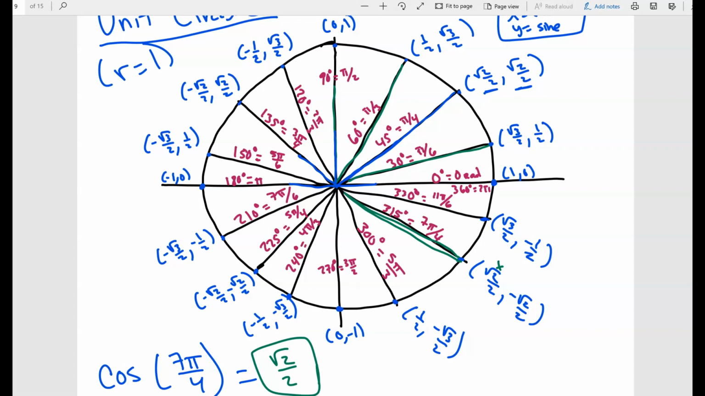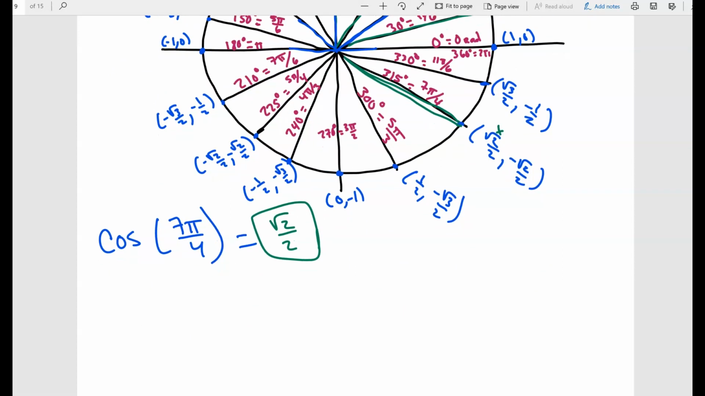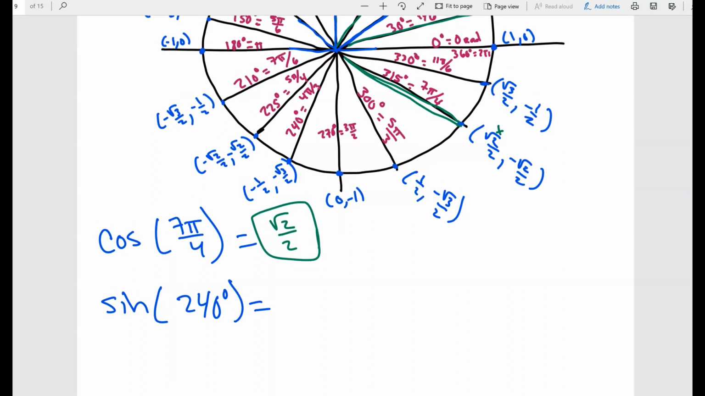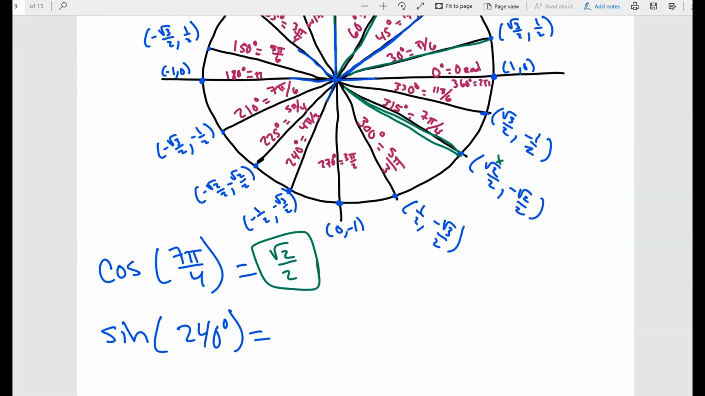So right before we get into other stuff, let's do one more problem. Let's say we wanted to find the sine of 240 degrees. What would that be? Well, instead of using your calculator, you can just use your unit circle and look for 240 degrees, which is right here. We know the sine is going to be the y value, which is the negative square root of 3 over 2. Okay? All right, so that's basically what you do.